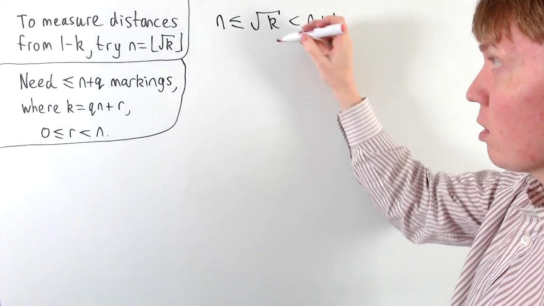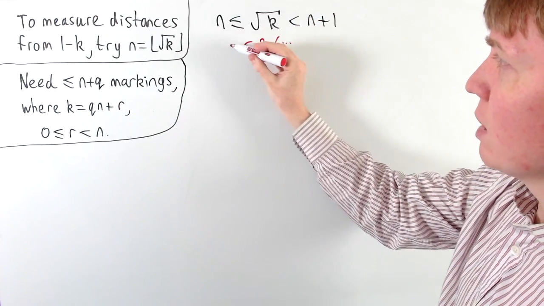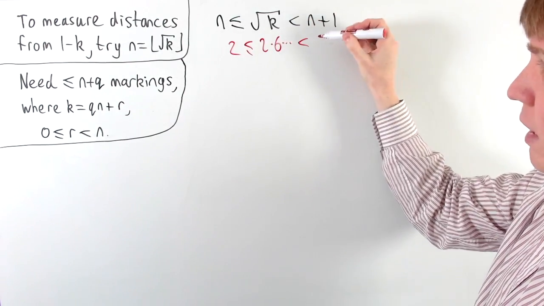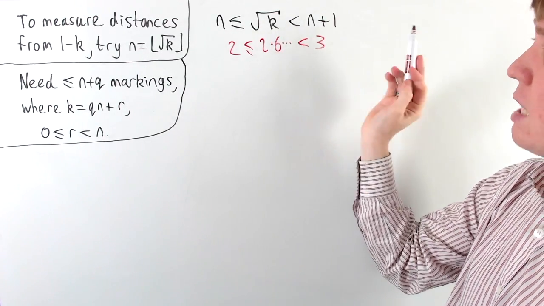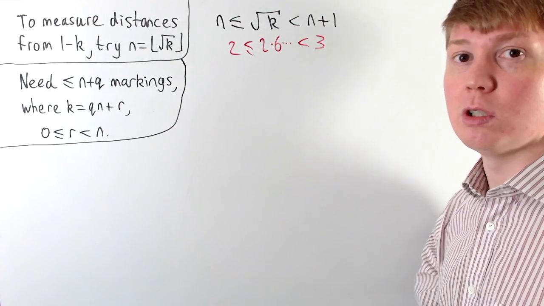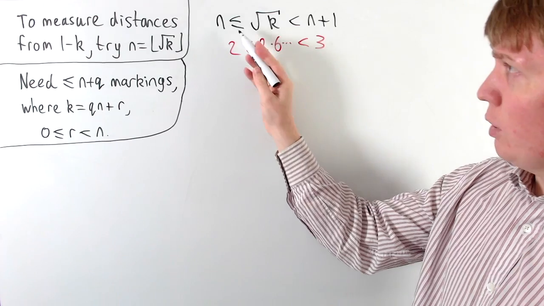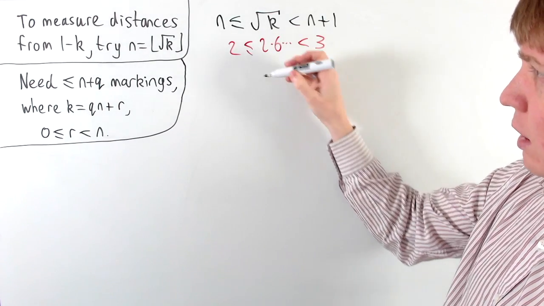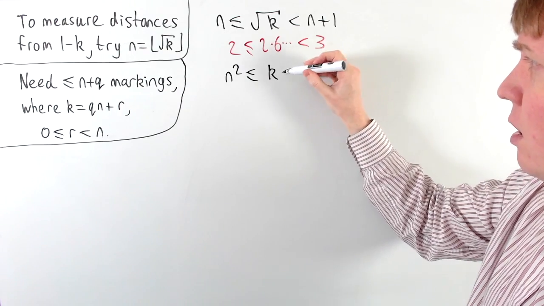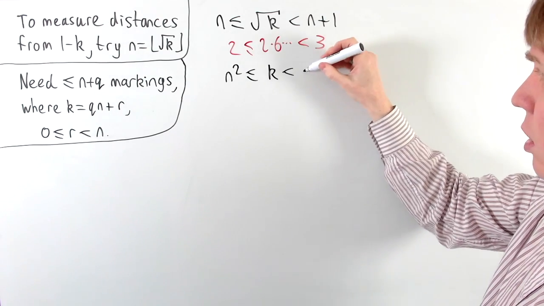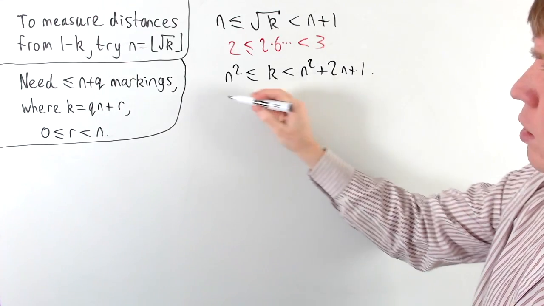We can just illustrate this with a numerical example. So let's say k was 7, this would round down to 2, and it's strictly less than 3, just to illustrate why we're strictly less than n plus 1 like this, but we could be equal to n. And now to get our upper bound on q, it helps first of all just to square everything in this inequality. So we get n squared is less than or equal to k is strictly less than (n plus 1) all squared, which gives us n squared plus 2n plus 1.